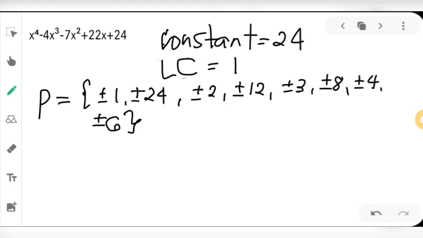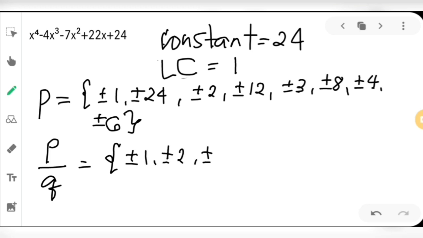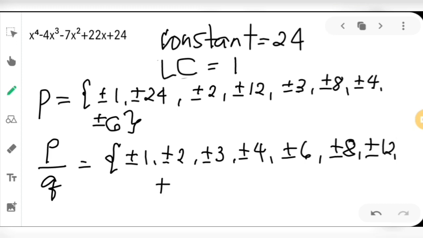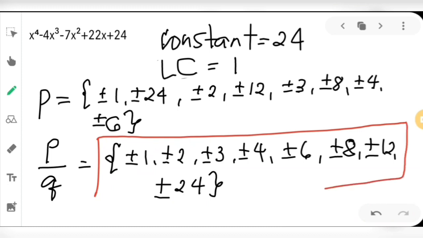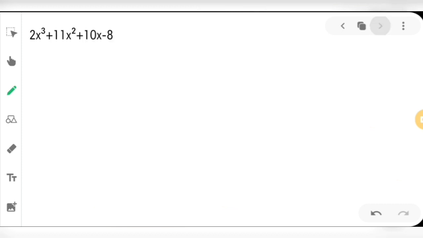So let us now list the possible rational roots. So we have positive negative 1, positive negative 2, positive negative 3, positive negative 4, positive negative 6, positive negative 8, positive negative 12, and positive negative 24. So these are now our possible rational roots. Now let us proceed to the last example.